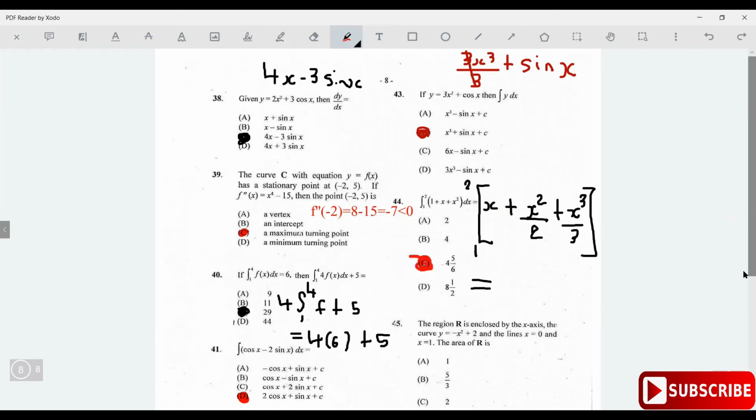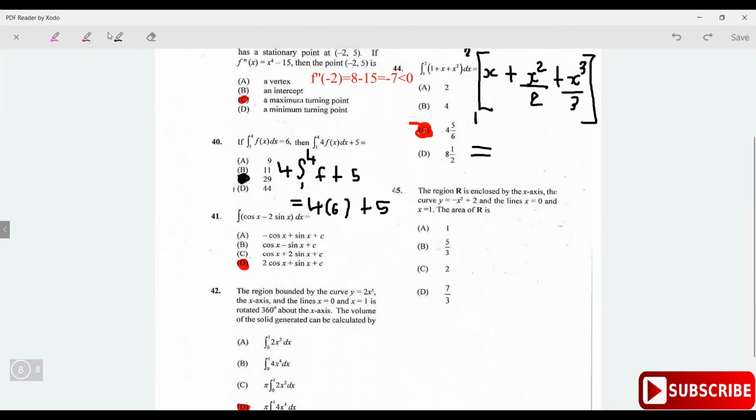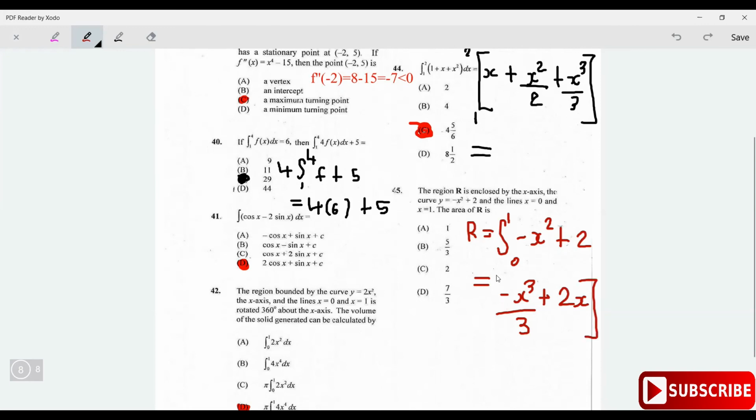Finally, the last question is, find the area enclosed between 0 and 1 of this curve. So the area R is equal to the integral from 0 to 1 of minus x squared plus 2. The integral of minus x squared is going to be minus x cubed divided by 3, plus, when you integrate 2, you get 2x. We're integrating from 0 to 1, so all you need to do is plug in 1. Plugging in 1, you're going to get minus 1 over 3 plus 2, which is 5 over 3. That takes care of this question.